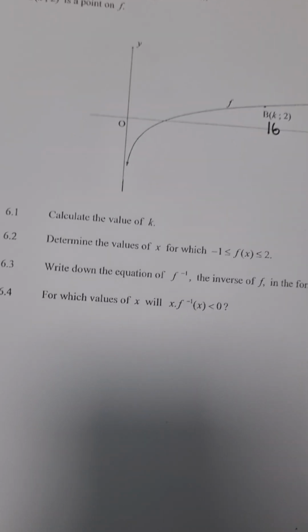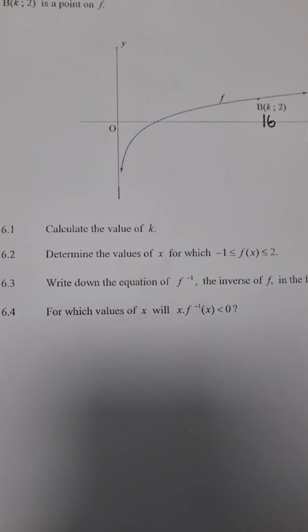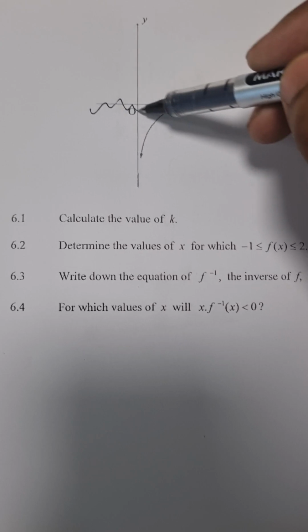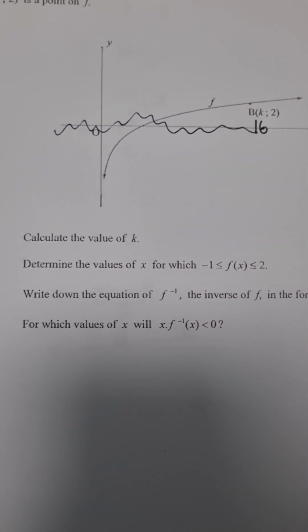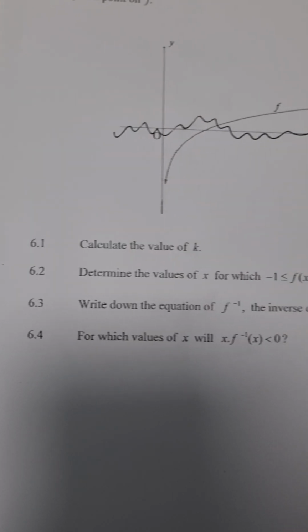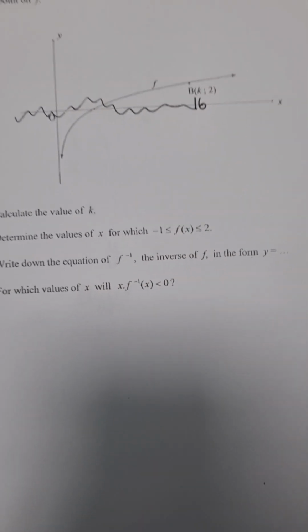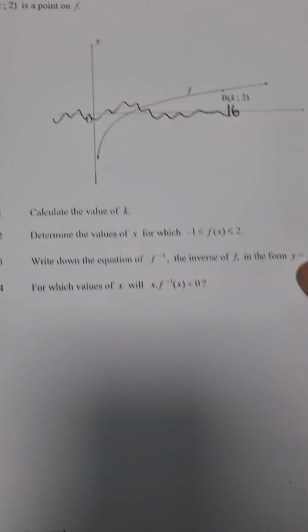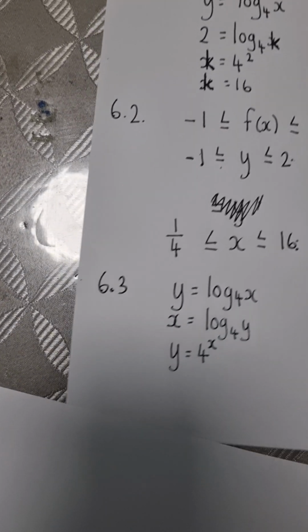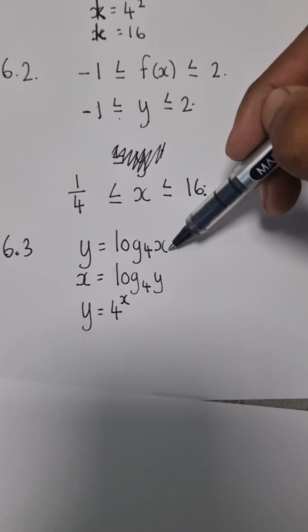So our solution will be 1/4 ≤ x ≤ 16. The next question asks for which values of x, they're asking us about this line here, x times f⁻¹(x). Now the inverse of a log graph: first they want us to find the equation of the inverse. So to find it, we'll say y = log₄x, that's the original question.